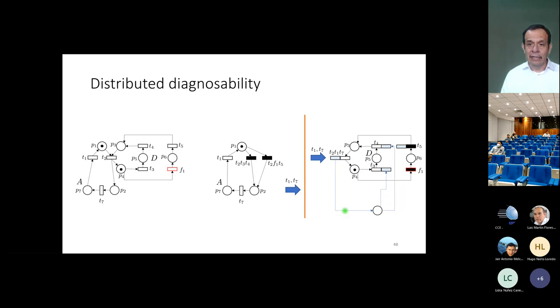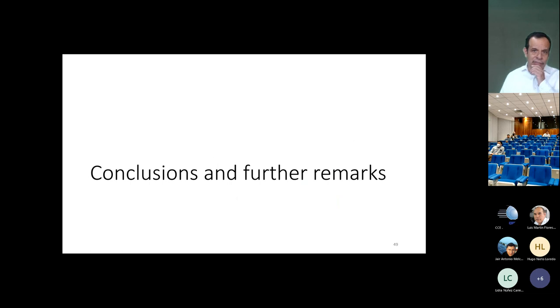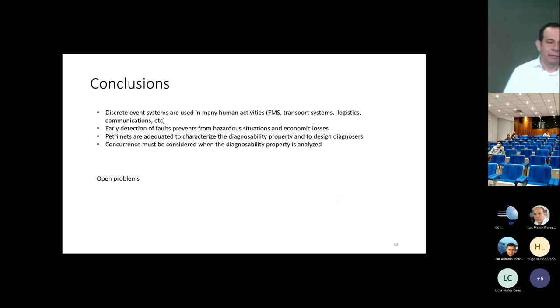So I will obtain a distributed diagnoser for this case. Well, my conclusions and further remarks are very short. I would like to say that discrete event systems are widely used in human activities, for example, in production systems such as flexible manufacturing systems, transport systems, logistics, etc. So they are very important.